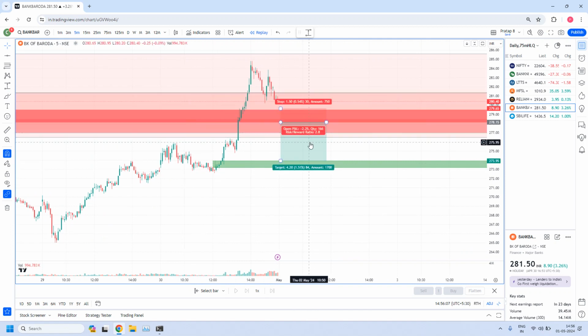Maybe RR, some level you compromised. Okay, close to 1:3, only 0.2 difference. Still you cannot take the trade because the risk is more than 2%. That you cannot compromise. But still you have one more point to argue. What is that one more point to argue?